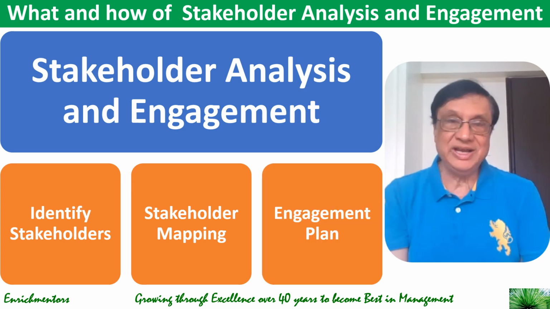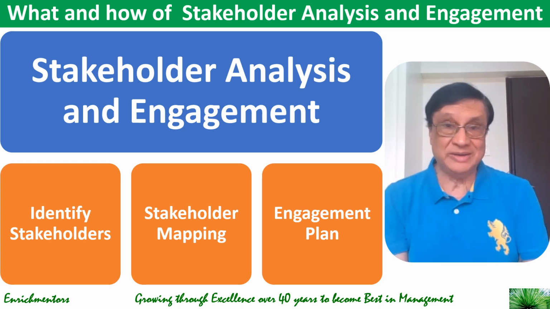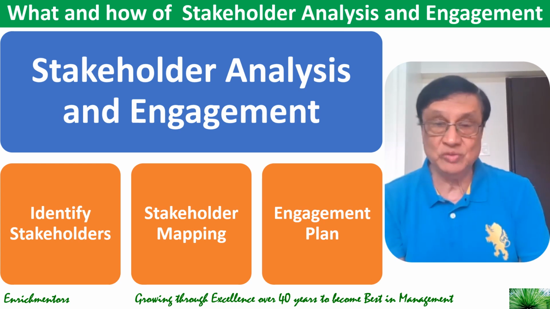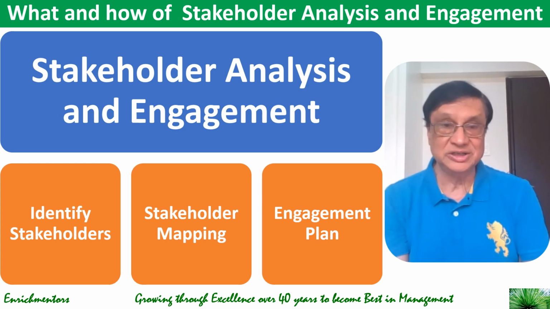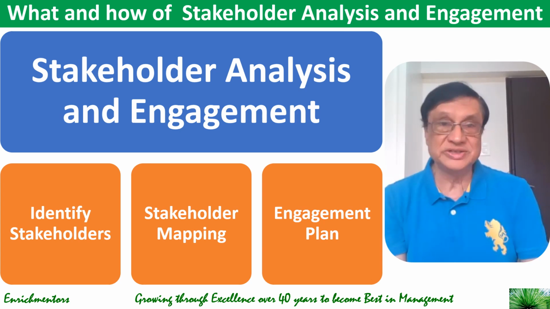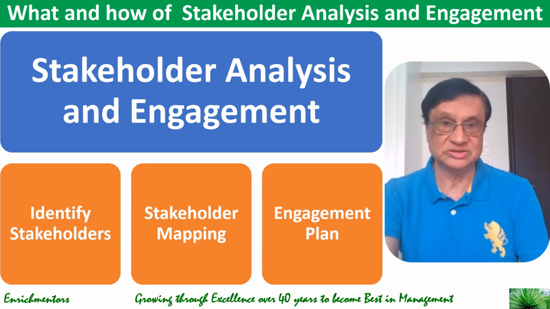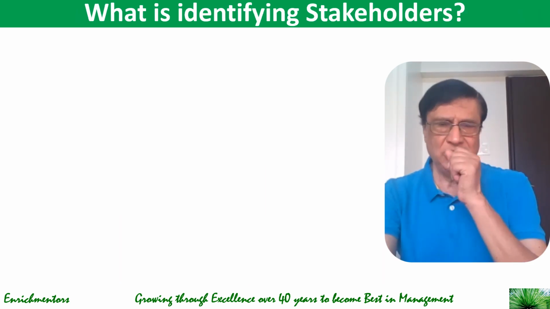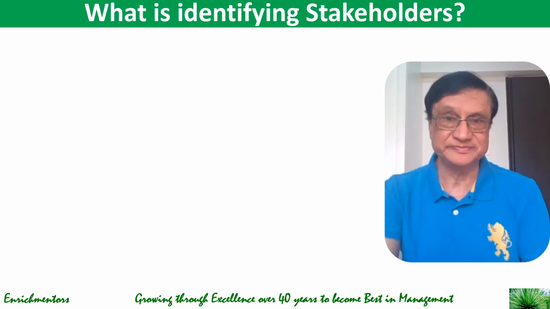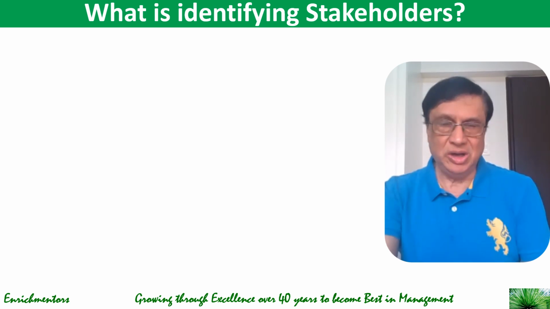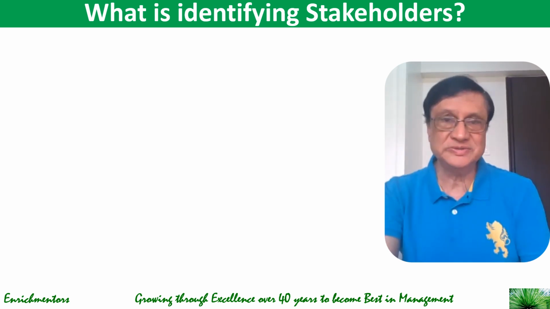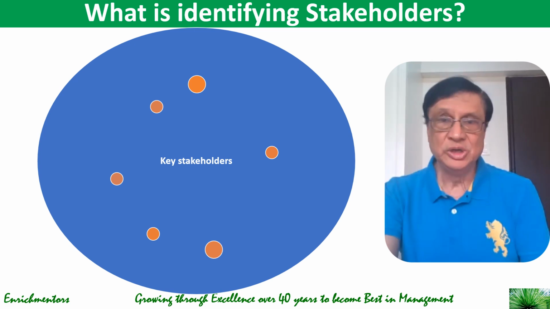And then you need to have an engagement plan so that you can gather requirements from them to validate and document later on. So the three things you need to do as part of stakeholder analysis and engagement are: identify, map, and engage the stakeholders. Now, what is identifying stakeholders? Identifying stakeholders means basically determining who the key stakeholders are.